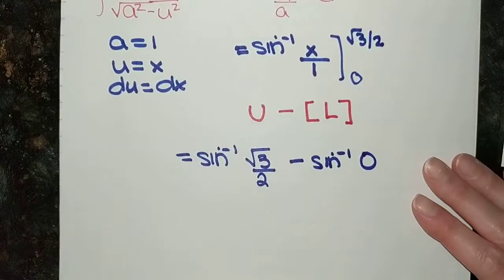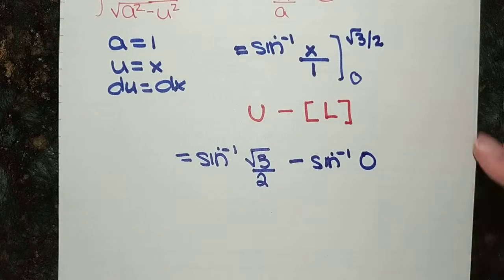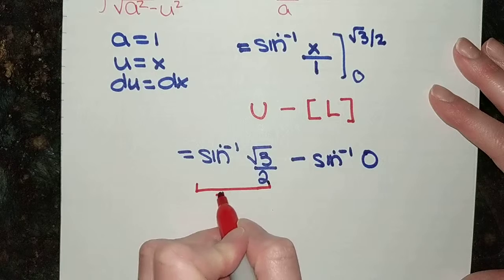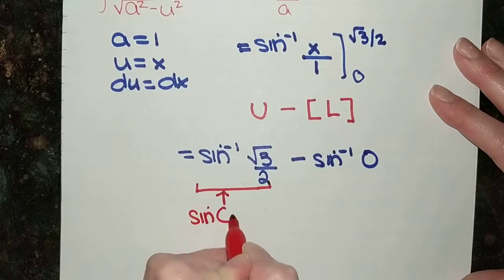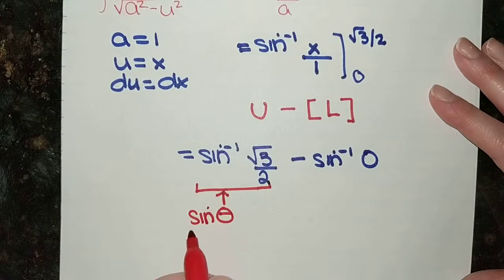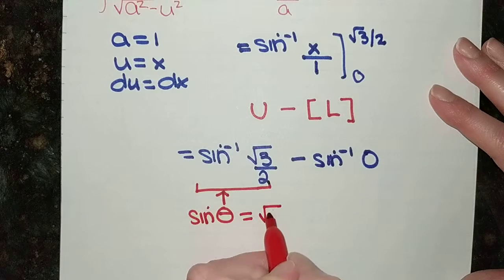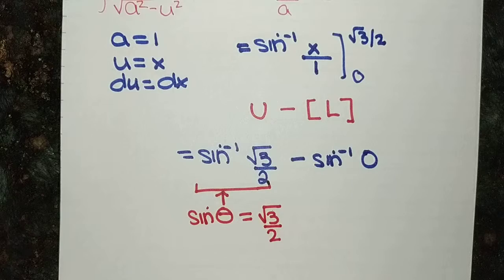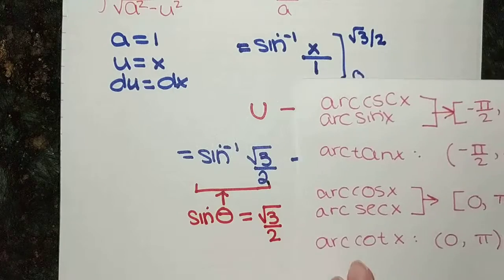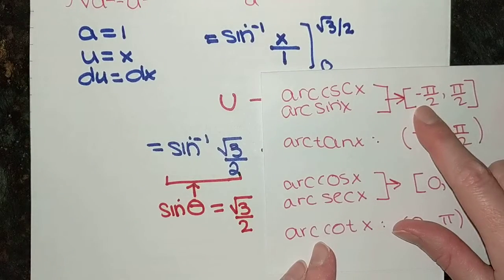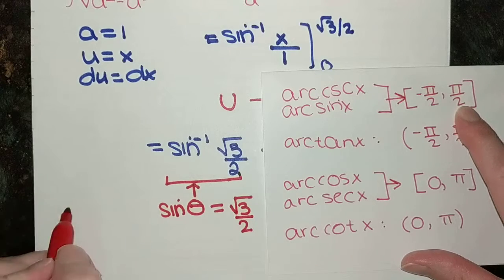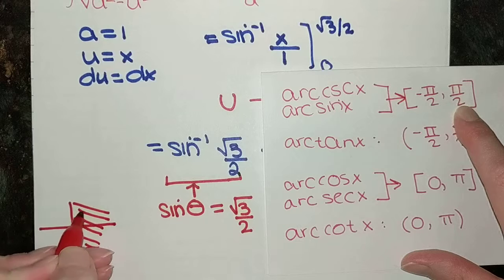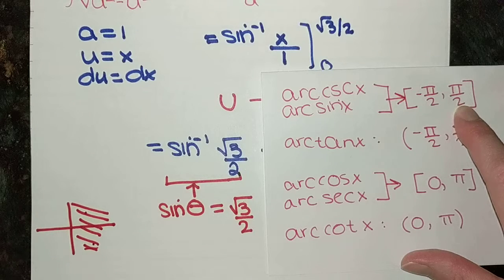Now, when you're identifying the sine inverse, remember that it is equal to an angle. So the question is: what angle has a sine equal to the square root of 3 over 2? Specifically, the inverse sine function has to lie in the negative pi over 2 to pi over 2 region. So you're looking basically only at quadrant 1 and quadrant 4.